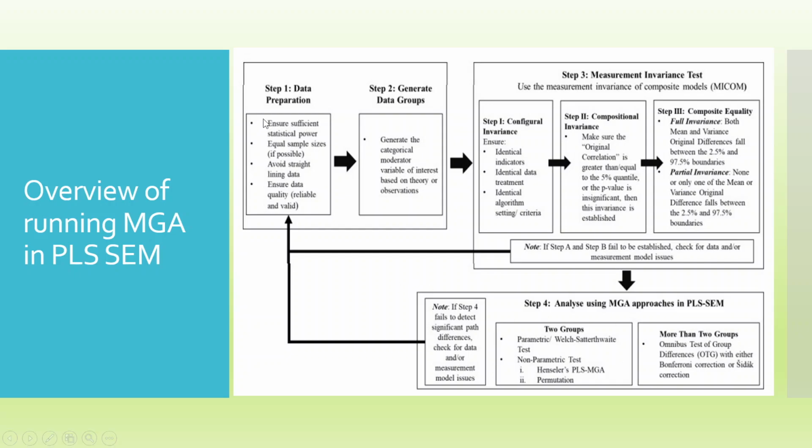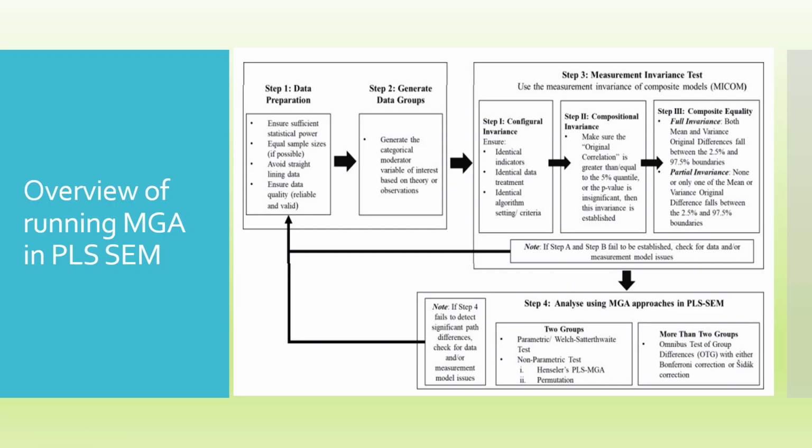The first step is the data preparation. The second step is to generate the data groups. Step 3 is the measurement invariance test, which consists of configural invariance, then step 2 is compositional invariance, and step 3 is composite equality, which we have to test. If we achieve all these steps, then we will have to run the multi-group analysis.